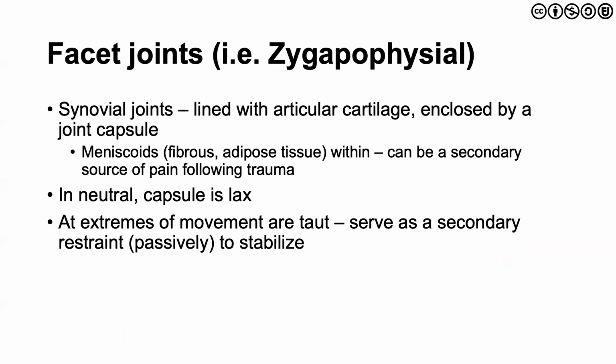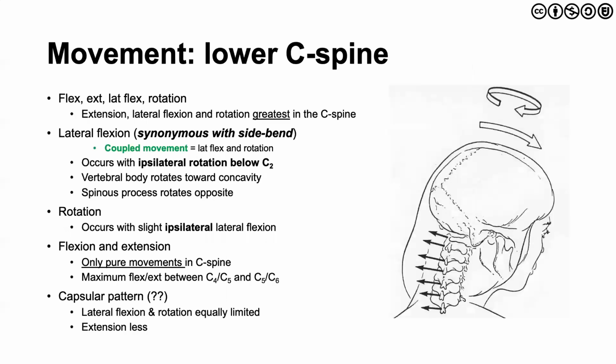In a neutral cervical spine position, the capsule is fairly lax. At the extremes of movement, it is tauter. And so when we're looking at a capsular pattern for the cervical spine, most texts agree that it is full extension with either side bend or lateral flexion and or rotation. And the reason why there's that slight discrepancy in the cervical spine is because, as you'll see momentarily, we introduce this idea of coupled motion, where side bending and rotation are coupled in kind of a 1-to-1 ratio.